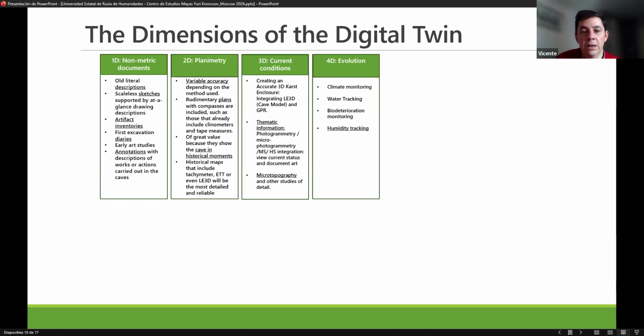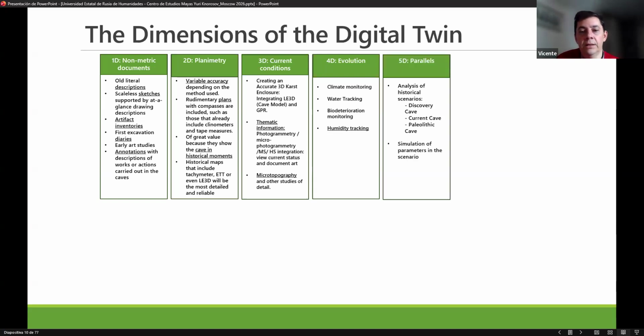The fifth dimension is about parallels. Okay, we have the current model of the cave, but this cave, when it was discovered, was different. In Paleolithic or Neolithic time it was different. So you can manage 3, 4, 5 parallels. You can even include future scenarios if you know what work you are going to make.